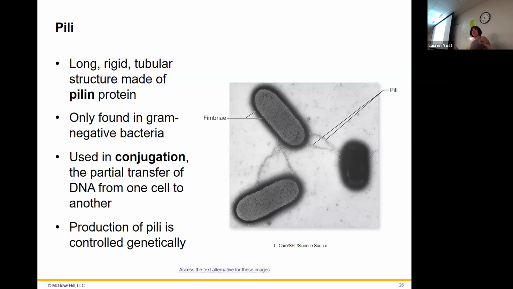So pili, again, that's the plural. It says long structures like tubes.